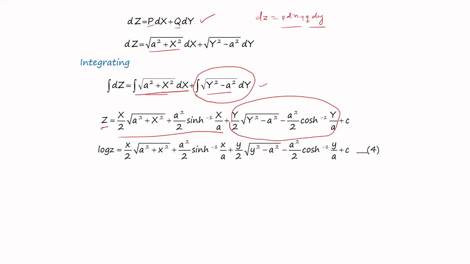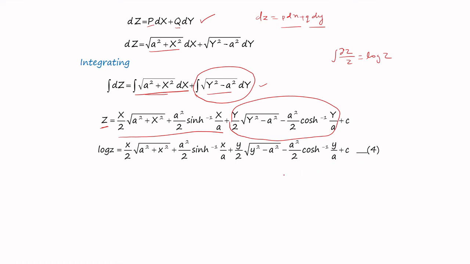Capital Z is replaced by log Z, because we are taking dou Z by Z, isn't it? You already get that log Z, so we have to take the substitution here. So log Z is equal to, capital X is replaced by small x by 2 root of a square plus x square plus a square by 2 sin h inverse of small x by a, plus small y by 2 into root of small y square minus a square by 2 cos h inverse of small y, this is replaced by small y by a, plus a constant. Okay. This is our complete integral.